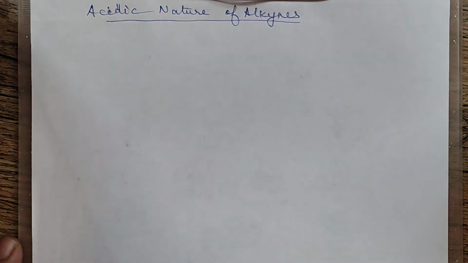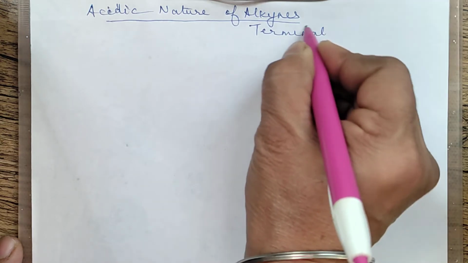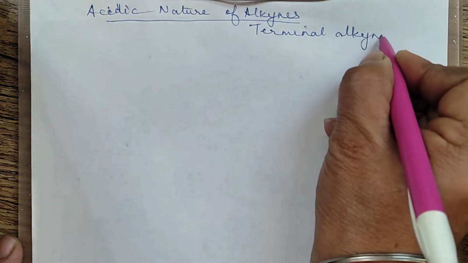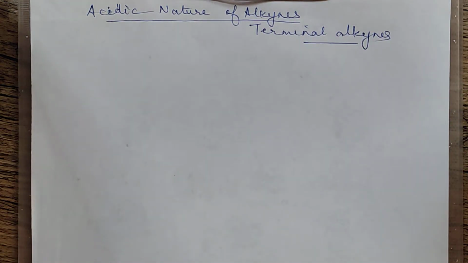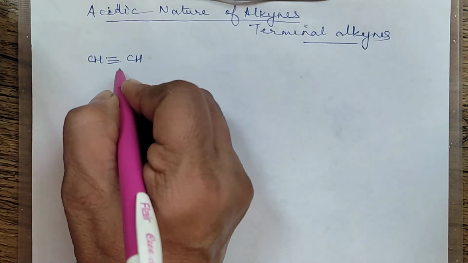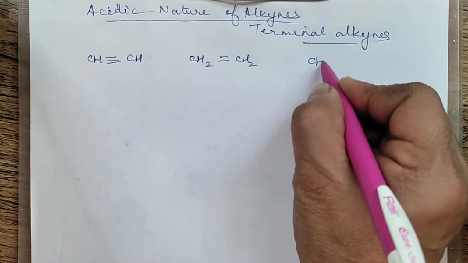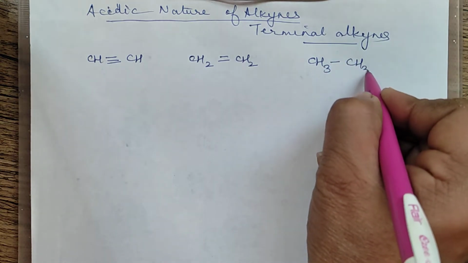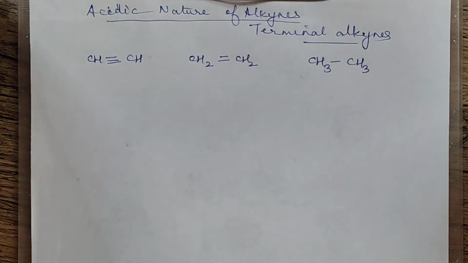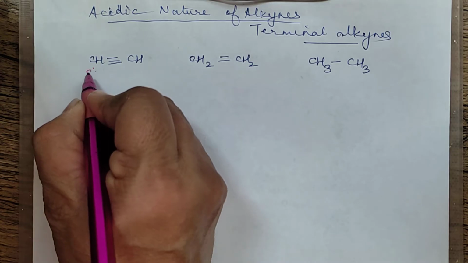Acidic nature of alkynes. Particularly, this is applicable for terminal alkynes. Terminal alkynes are acidic in nature. Now, why are alkynes acidic in nature? That depends upon the hybridization. Suppose I write CH triple bond CH. This is ethyne. You write CH2 double bond CH2. This is ethene. CH3 single bond CH3. This is ethane. Now, the carbon atom which is having hydrogen in ethyne is sp hybridized.